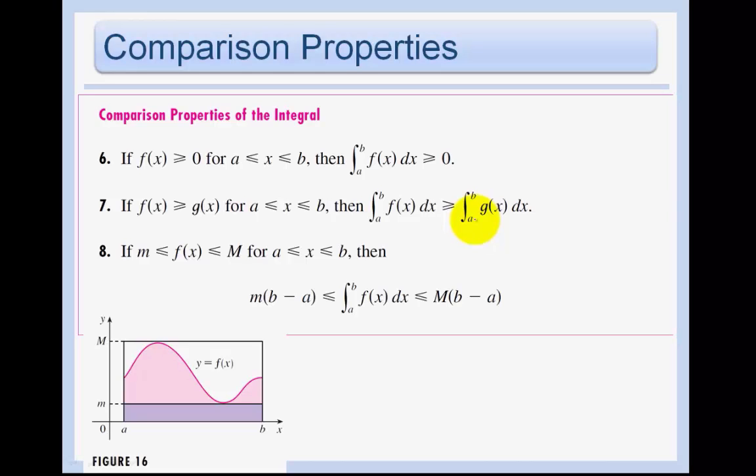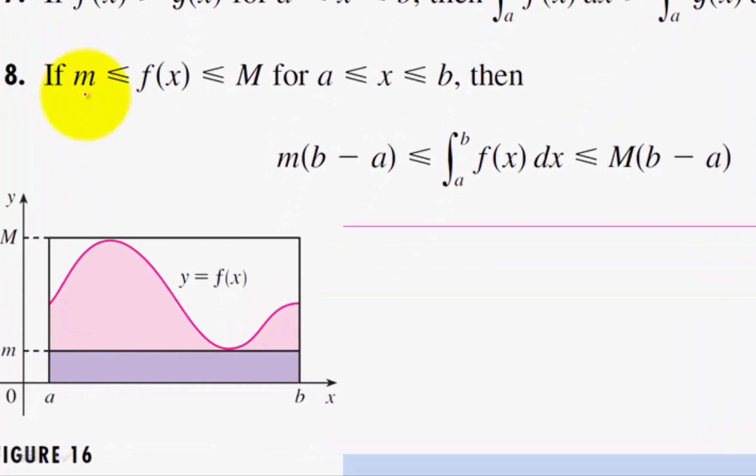And the last one is tricky to look at, but it's another one that's obvious if you look at the picture. So here we're saying that some m is less than f of x. We don't know the f of x curve, but let's just say m is a constant, and m is always less than our function. And our big M is always greater than our function. So the value of big M has to be bigger than the greatest max, and the little m must be less than our smallest minimum.